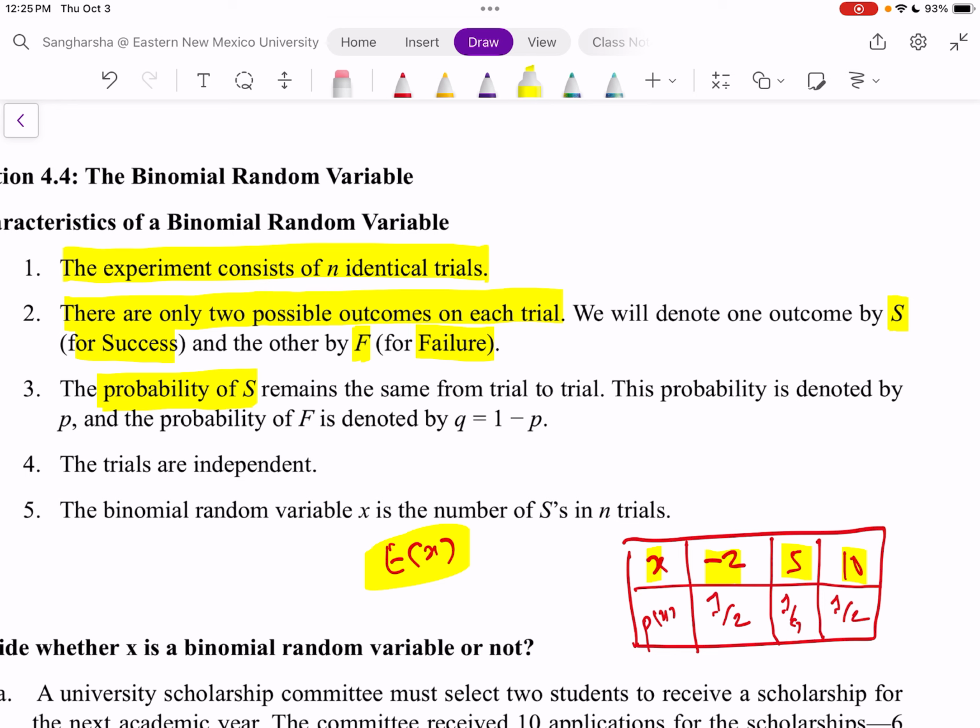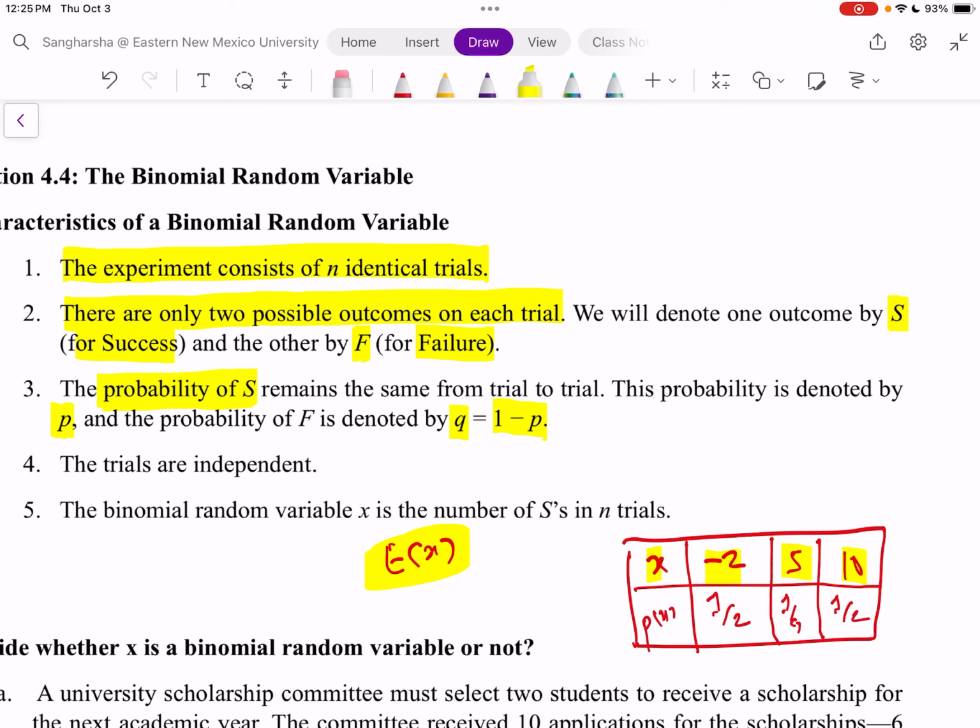So we use P to represent the probability of success. And we denote the probability of F by Q, and Q is always 1 minus P. So the probability of getting head is 1/2, right? To find the probability of getting tail, we find 1 minus 1/2, which gives us 1/2 as well.